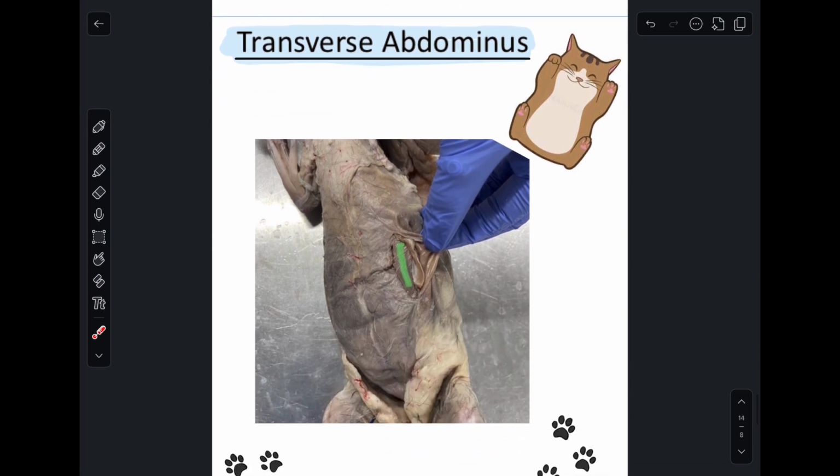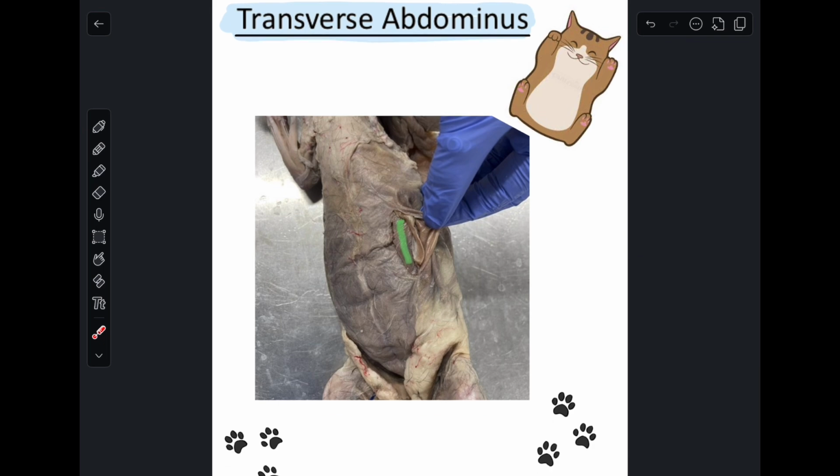And then the innermost muscle of the trunk would be the transverse abdominis. Just like the human model, in the cat you could see that it runs horizontally or transversely on the abdomen. You could see the separation between the external oblique and the internal, and it would be right below it.